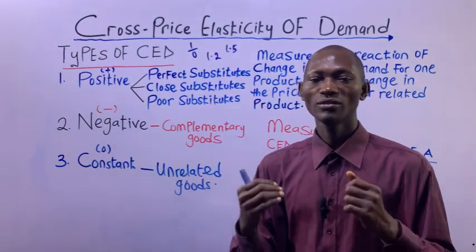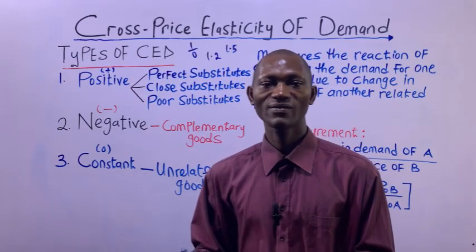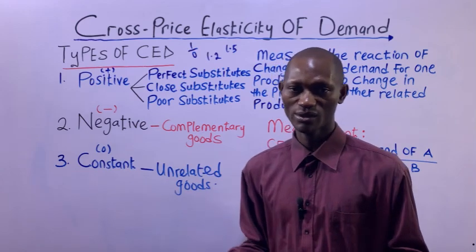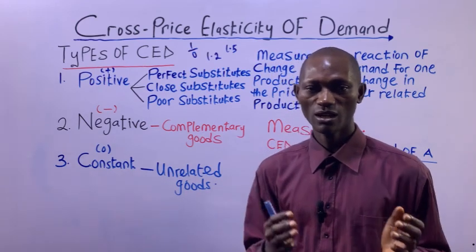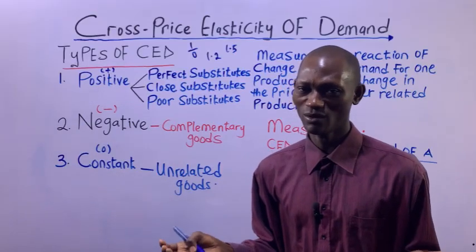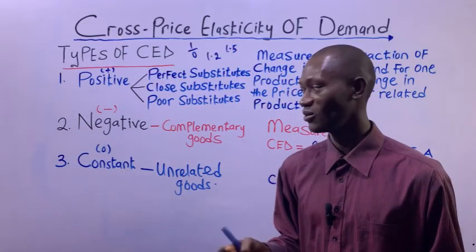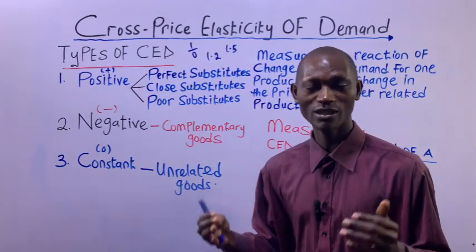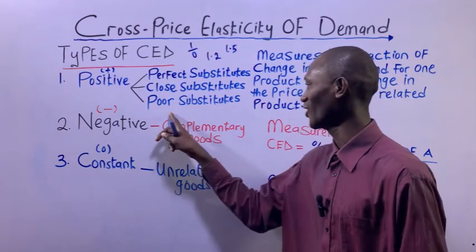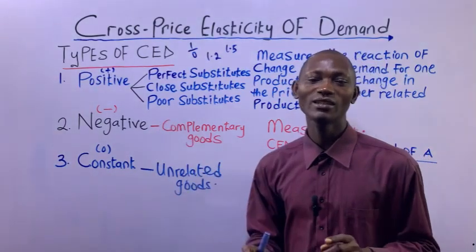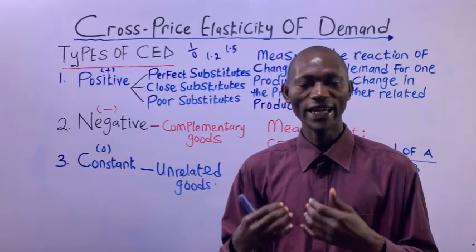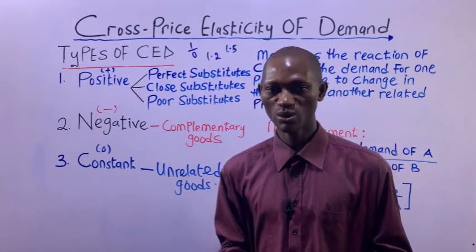Of two goods, the service that one renders is far better than that of the other, inferior good in question. Like I said, Oxford and Unilag, because Oxford is considered one of the best universities in the world. Unilag is also one of the best universities in the world, but in Africa. So the cross price elasticity coefficient for poor substitutes is considered less than 1 but greater than 0.